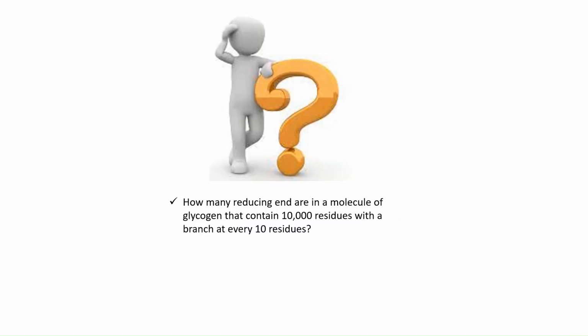Now, one question from my end for you all. How many reducing ends are in a molecule of glycogen that contains 10,000 residues with a branch at every 10th residue? You have to tell me how many reducing ends a glycogen molecule can contain that is 10,000 residues long and branched at every 10th residue.